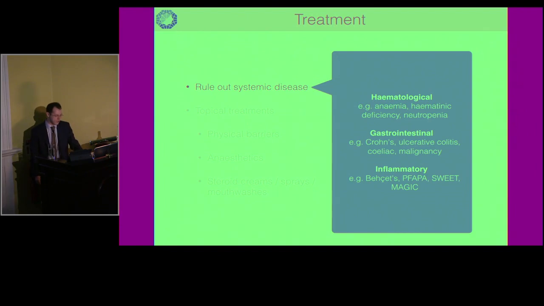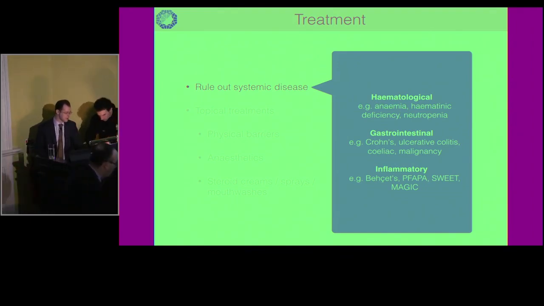PFAPA, usually in childhood, that's periodic fever, aphthae, pharyngitis, and adenitis. Sweet syndrome is generally in childhood, and MAGIC is mouth and genital ulceration with interstitial chondritis. So that's probably a subvariant of Behçet's.